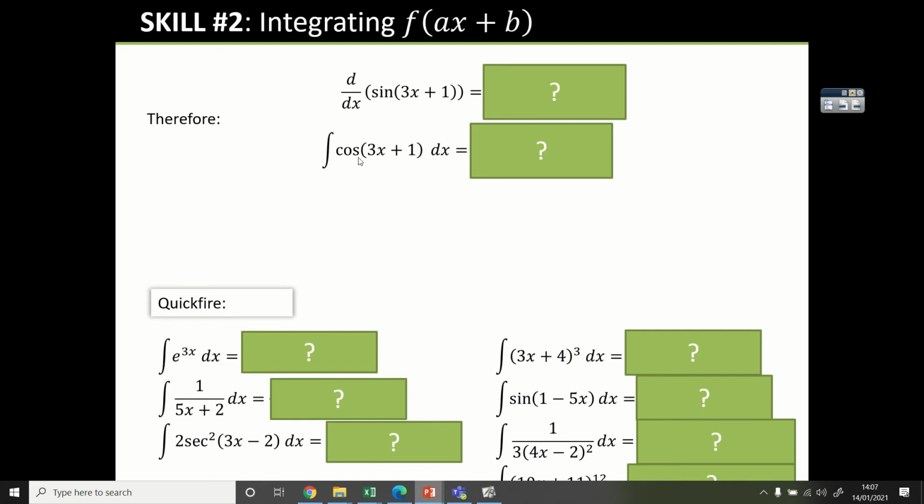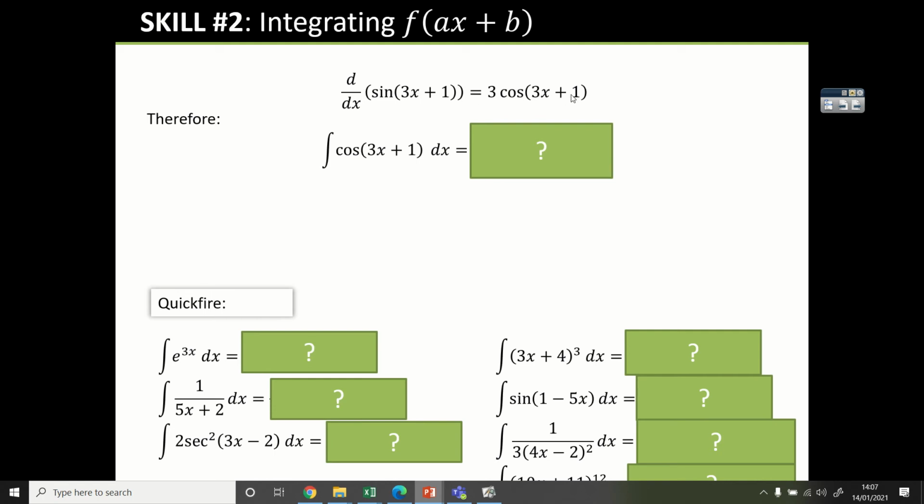I want to integrate cos of 3x plus 1, and we know that the outer function cos integrates nicely to sine of x. So we're going to see what happens when we differentiate sine of 3x plus 1, because we reckon that's going to be pretty similar to what we've got in here. Sine of 3x plus 1 differentiates, using the chain rule, to 3 lots of cos 3x plus 1, because if you remember, the 3 in front of x is the inner derivative, and that comes out to the front.